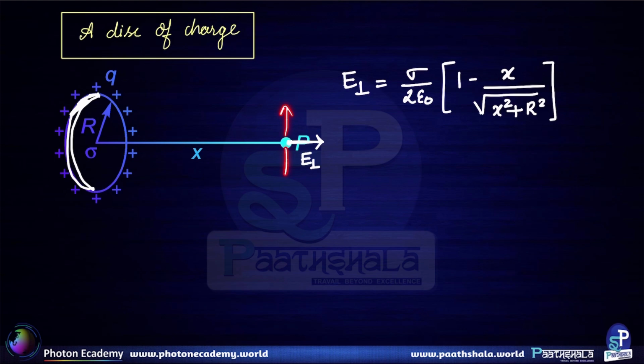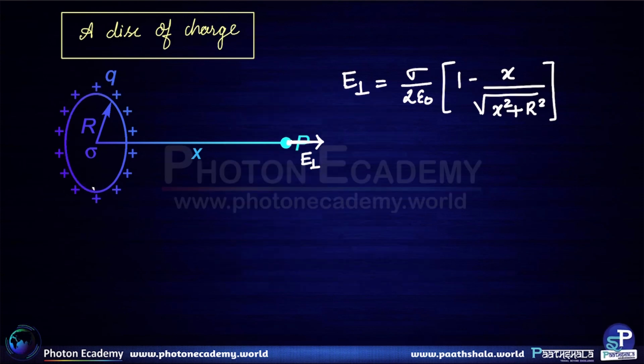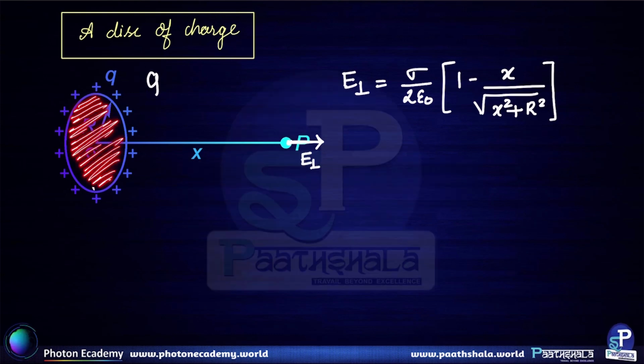Again, because of symmetry considerations, any E parallel will be 0 and there will be no E parallel component involved over here. Only and only component that is present on the axis is the E perpendicular component. So this is a disk that has a total charge of Q uniformly distributed over its surface. So unlike the ring which was hollow, here the disk is solid. It is a planar diagram, but it is solid. It's not hollow unlike the ring.